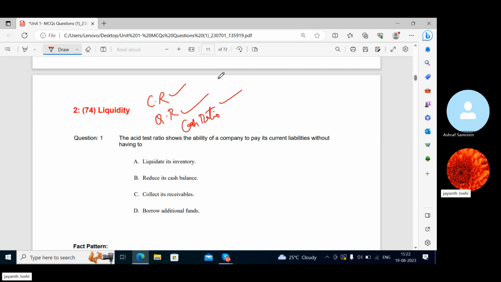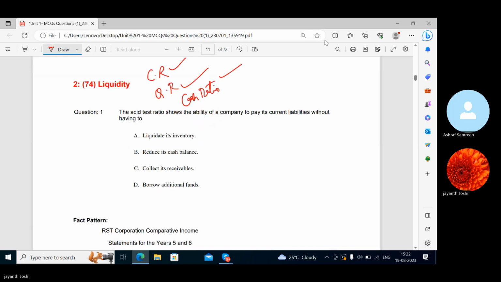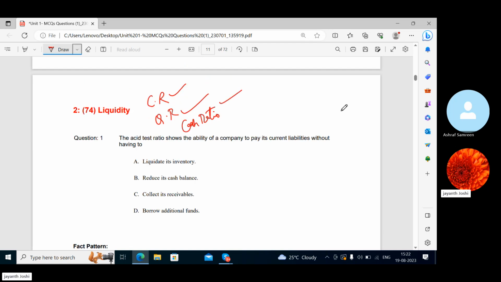While doing the questions, I'll be asking the formulas as well. So you should be answering, right? Okay. So this is the first question we have, the acid test ratio. Let me be clear: acid test ratio is also called the quick ratio. It shows the ability of a company to pay its current liabilities without having to.